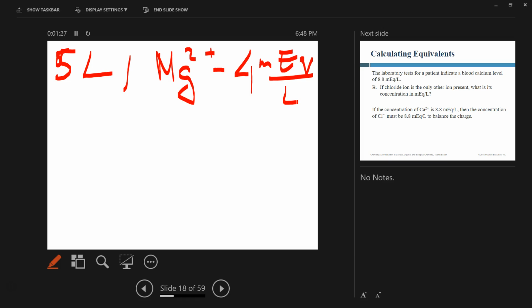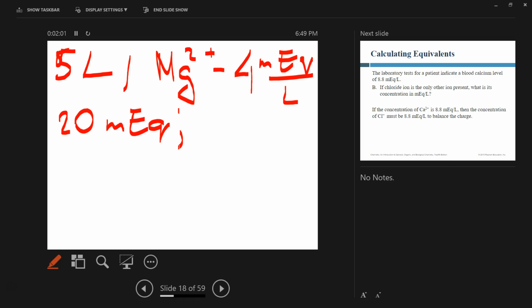Bearing with me? We can start by finding out the total number of milliequivalents of magnesium in the human blood. How would you do that? If there are 4 milliequivalents in 1 liter, how many are in 5? 20. 20 milliequivalents. We're good? You with me?